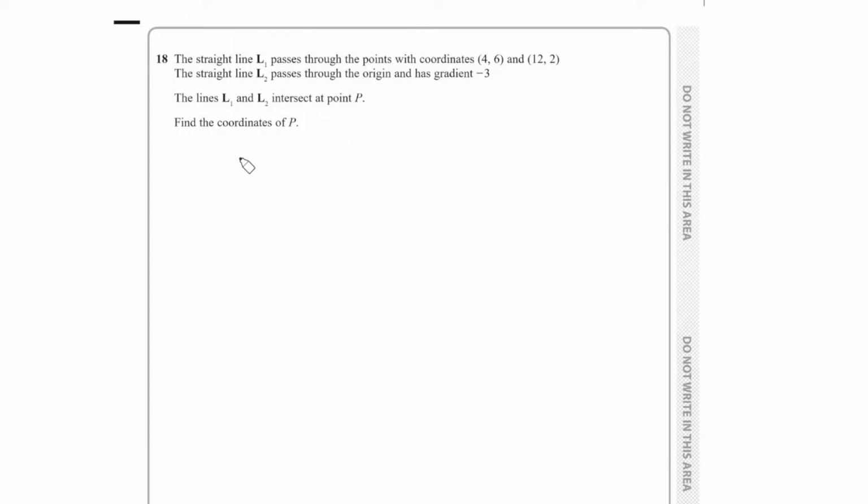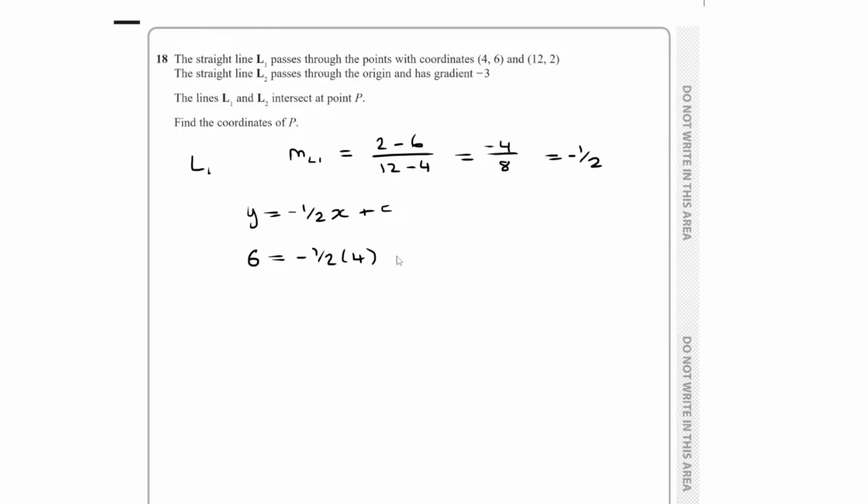So I'd work out the equation for both. For line 1, we need to find the gradient first, which is change in y over change in x. You can subtract whichever way you want: 2 minus 6, 12 minus 4. So what's that? Minus 4 over 8, so minus a half. And then find the plus c, the y-intercept, so sub in just one of those two coordinates. Doesn't matter which one. Probably do 4 and 6. So 6 is equal to minus a half times 4 plus c. Half times 4 is 2, minus 2, so c is 8, isn't it? So line 1, the equation is y is minus a half x plus 8.